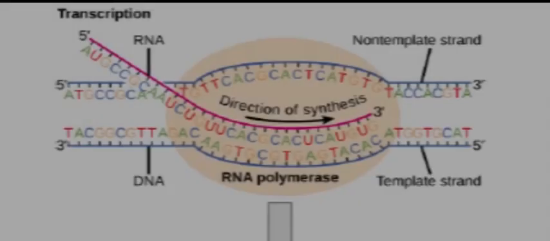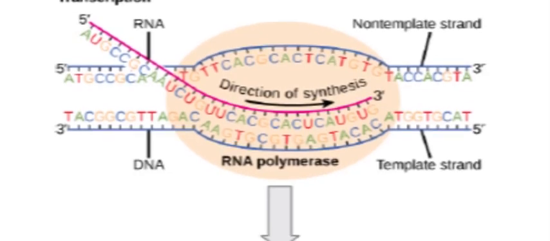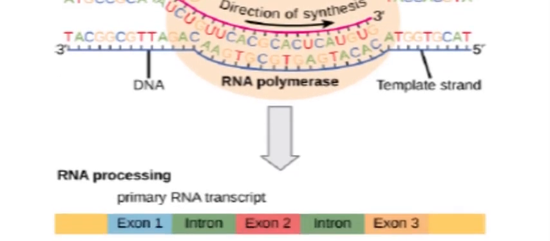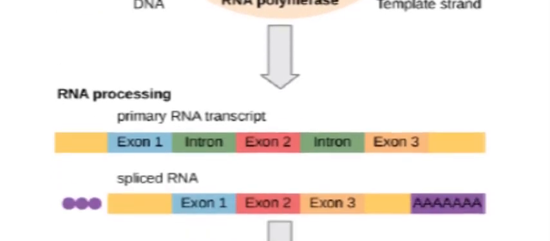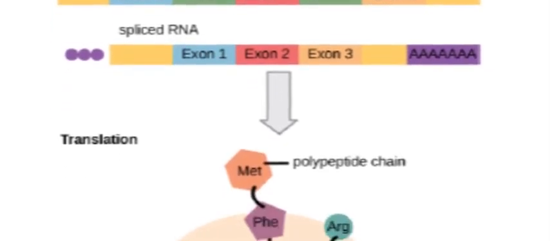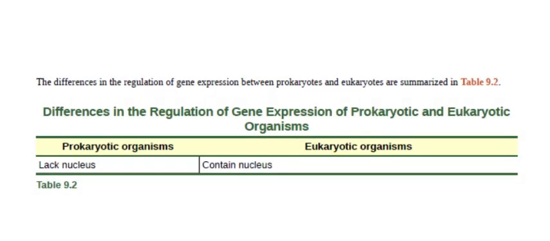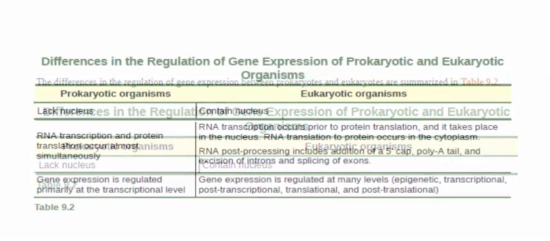Figure 9.22. Eukaryotic gene expression is regulated during transcription and RNA processing, which take place in the nucleus, as well as during protein translation, which takes place in the cytoplasm. Further regulation may occur through post-translational modifications of proteins. The differences in the regulation of gene expression between prokaryotes and eukaryotes are summarized in Table 9.2.